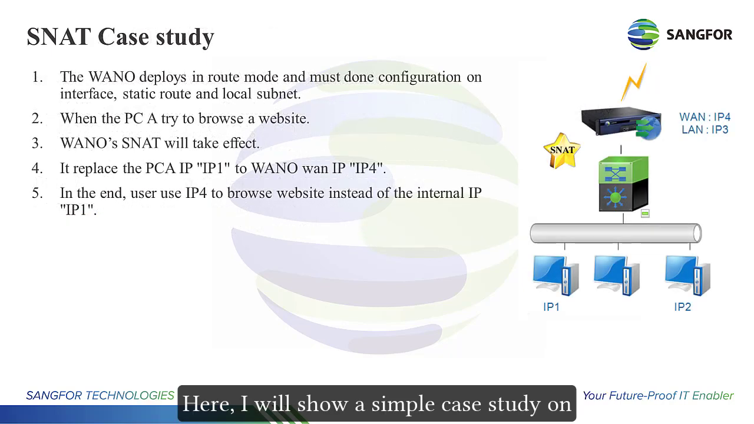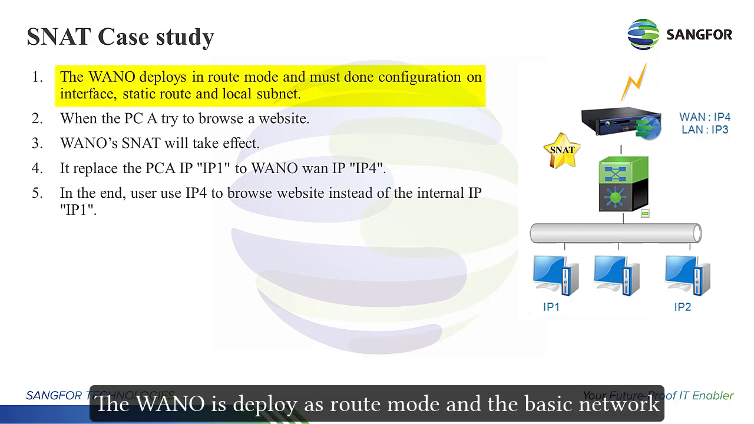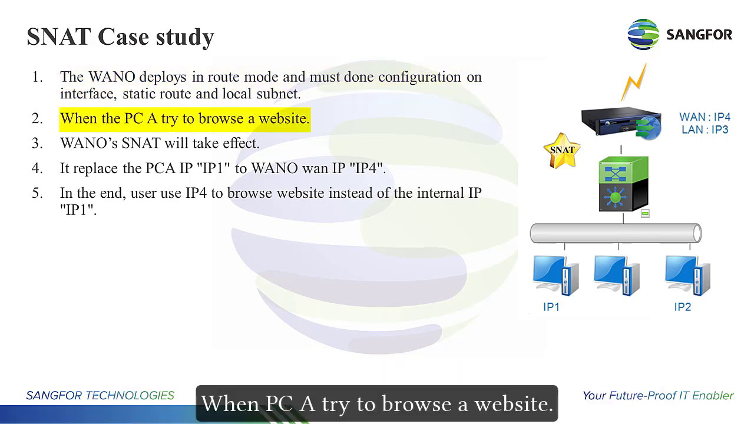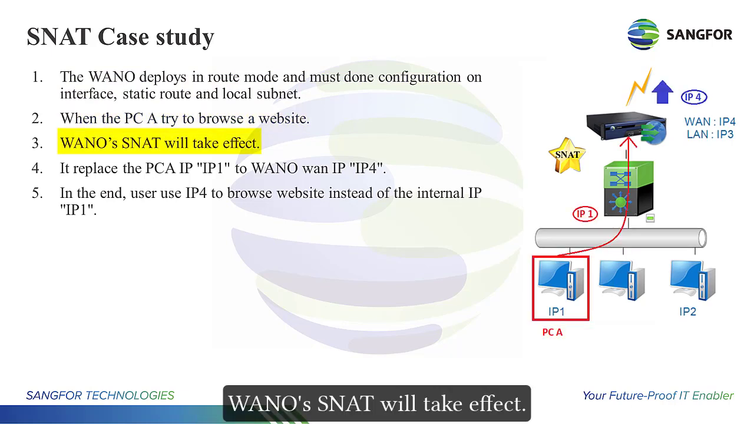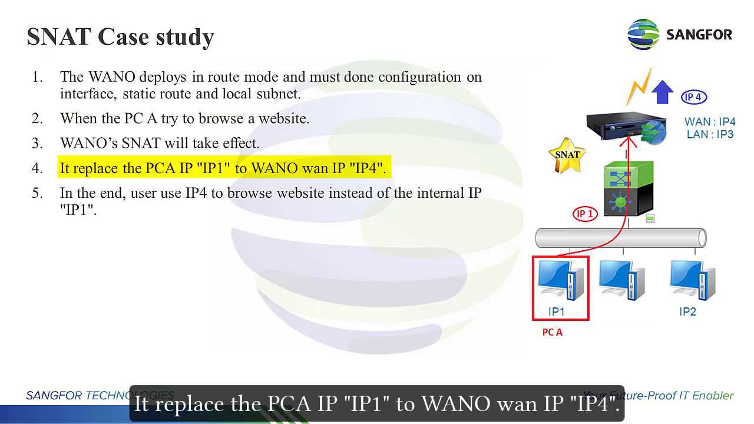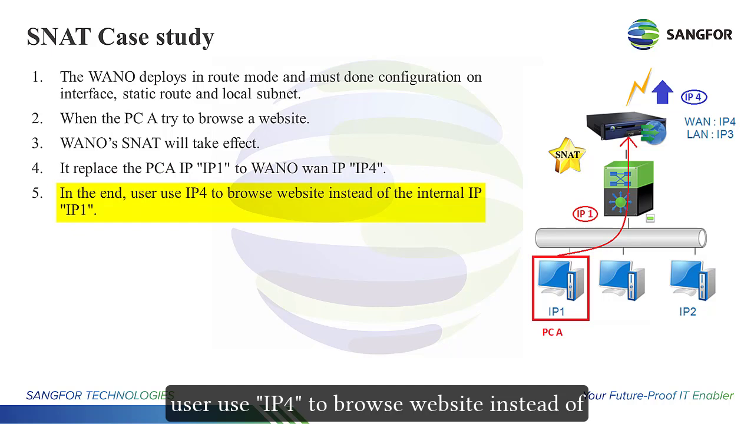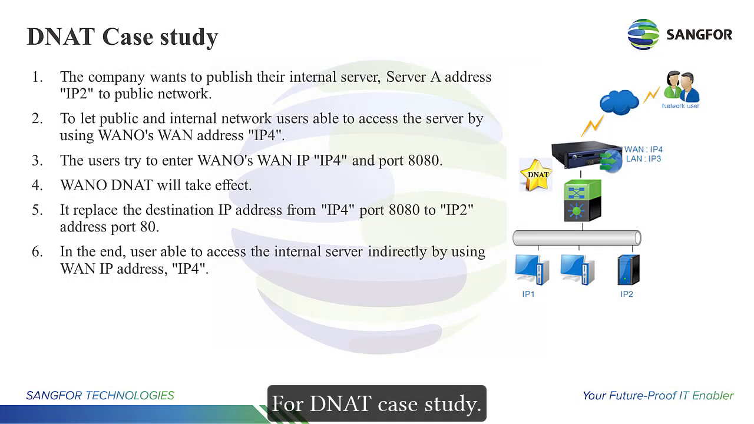Here, I will show a simple case study on SNAT and DNAT in WANO. The WANO is deployed in route mode and the basic network configuration like interface, static route and local subnet is done. When the PC tries to browse a website, WANO's SNAT will take effect. It replaces the PC's IP, IP1, with WANO's IP, IP4. In the end, the user uses IP4 to browse the website instead of the internal IP, IP1.